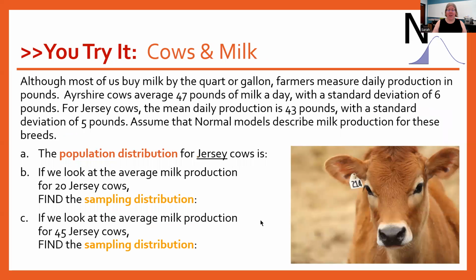All right, another example. Although most of us buy milk by the quart or gallon, farmers measure daily production in pounds. Our Shire cows average 47 pounds of milk a day with a standard deviation of 6. And for Jersey cows, the mean daily production is 43 pounds with a standard deviation of 5. Assume that normal models describe milk production for these breeds.